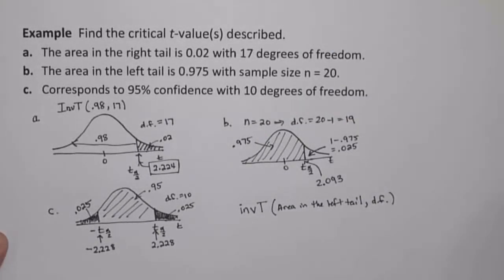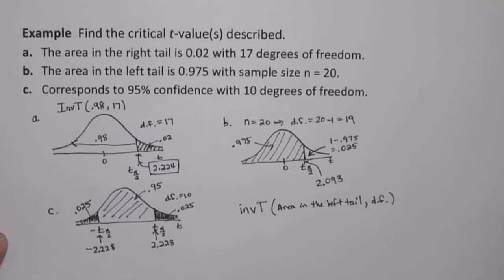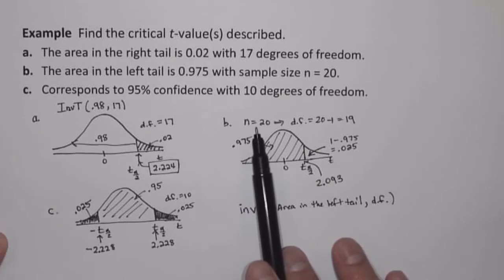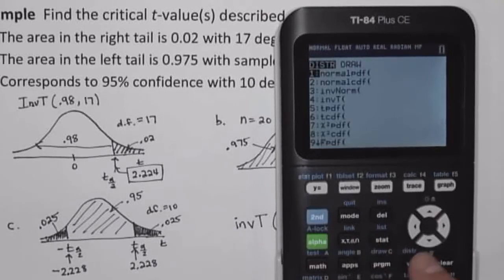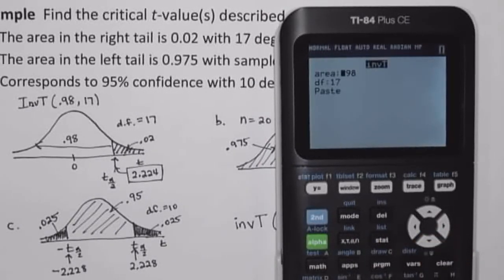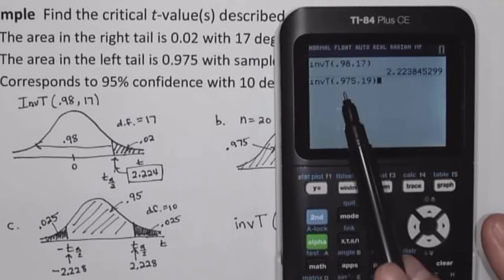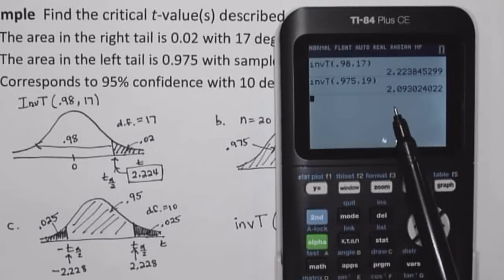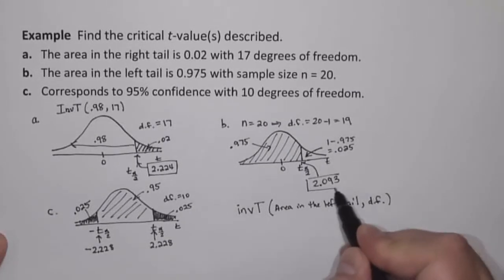Similarly, in question B, we were given the area in the left tail. So the area in the left tail is 0.975. The sample size was 20, which means we have 19 degrees of freedom. So again, on my calculator, I can go to distribution, choose inverse t. Again, my area in the left tail is 0.975, and I have 19 degrees of freedom. So again, this is how the command would appear, inverse t, 0.975, comma 19. And so I get 2.093, which is the same result we obtained here using the table.